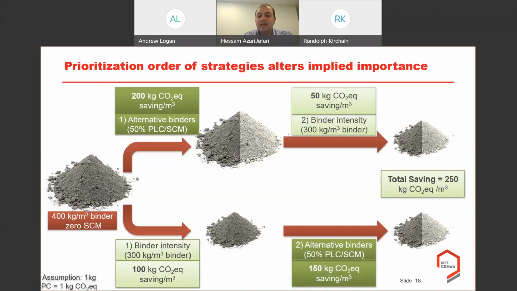We can see that again, when we sum up 100 kilogram here with 150 kilogram here, it's going to be 250 kilogram, but the level of implementation and the prioritization of each lever would give us different contributions: 200 kilogram for alternative binder here as opposed to 150 kilogram. Therefore, it's very important which lever or which solution is implemented first.